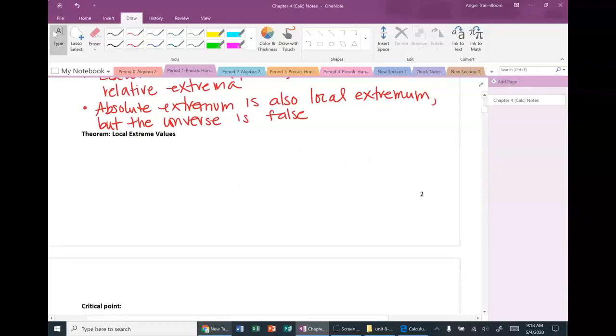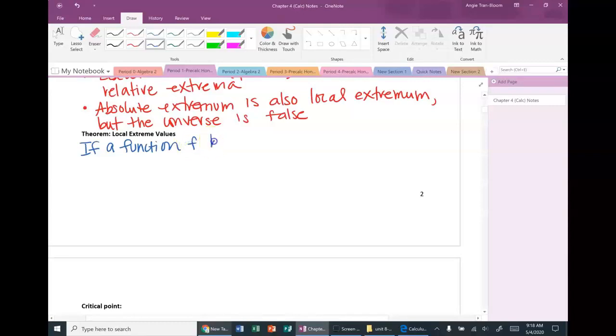Theorem, here we go. Local extreme value theorem. If a function, sorry, that was my daughter. If a function, there you go, you gotta go finish your schoolwork.